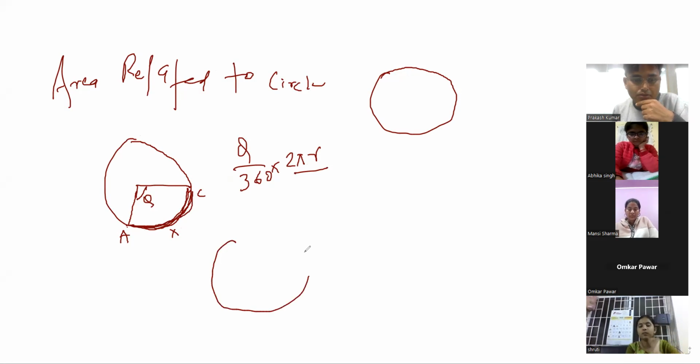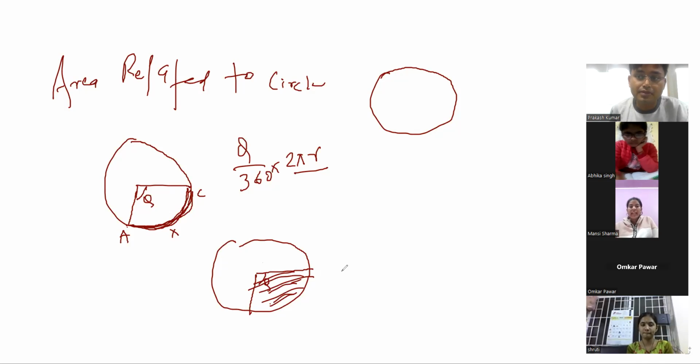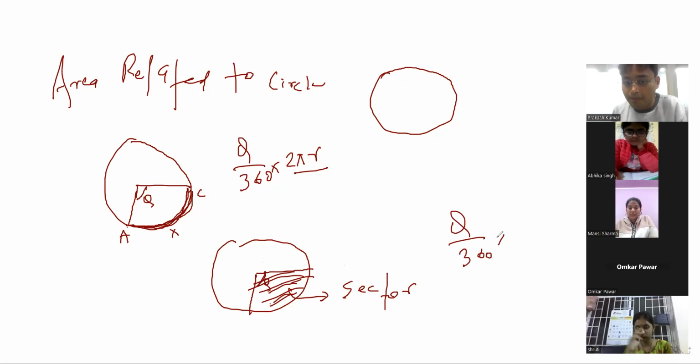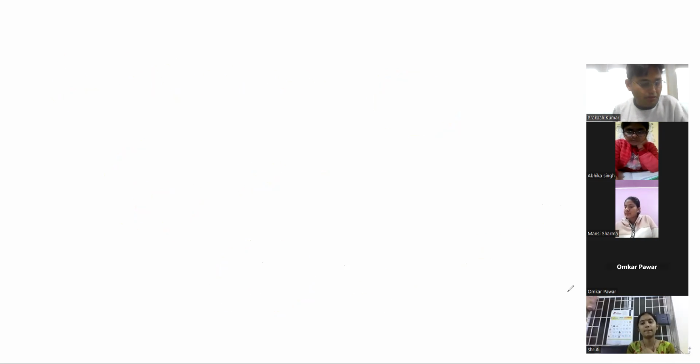Now if this angle is theta, this area is called the area of a sector. This is a sector. So it is related to area. If the angle is theta, the formula will be theta by 360 into pi r square. Now come to the next point. Start a question. We can go directly now, this is enough to start the chapter.